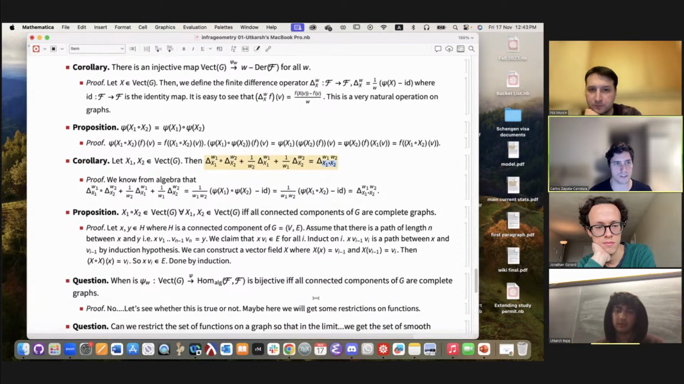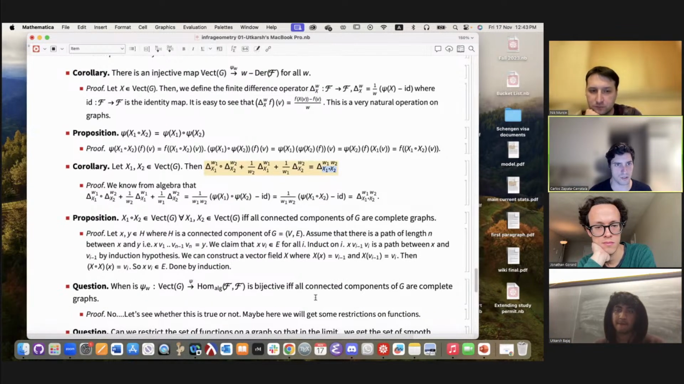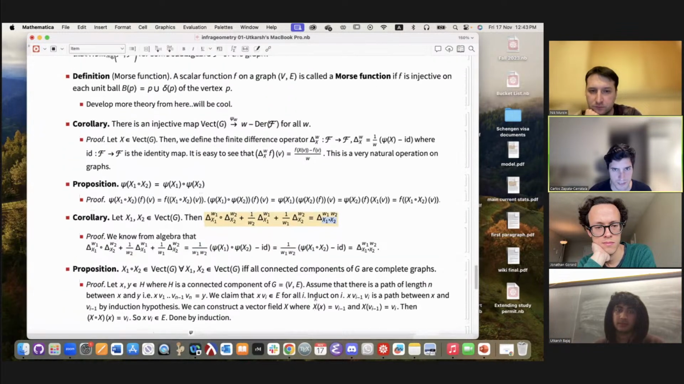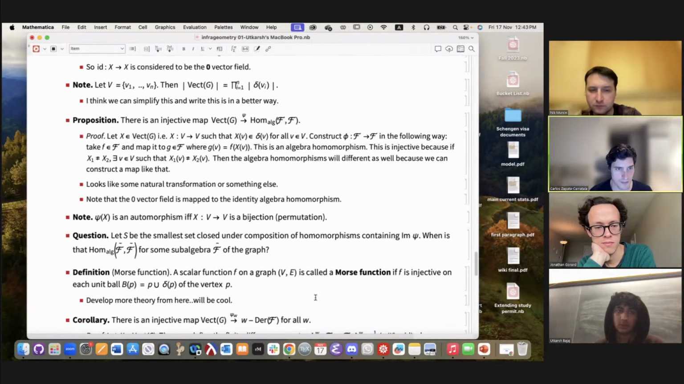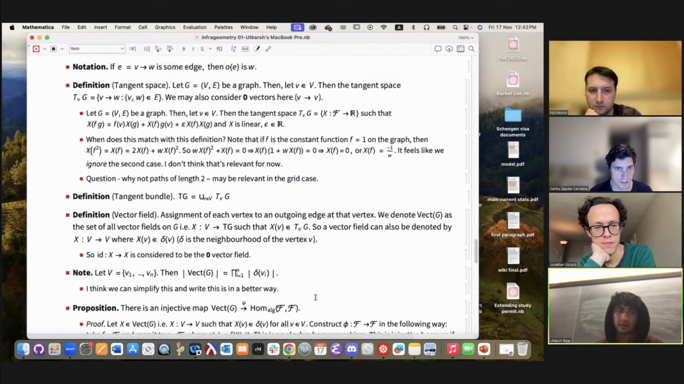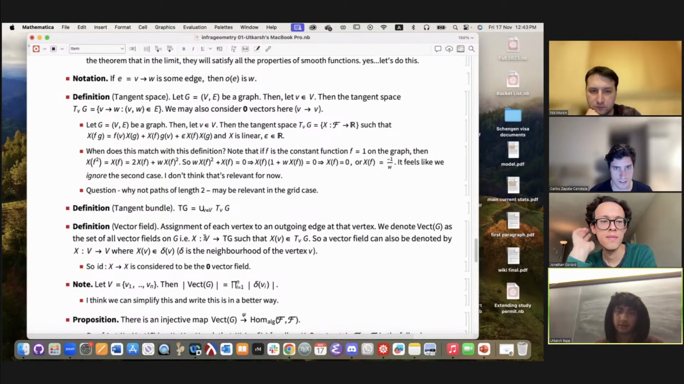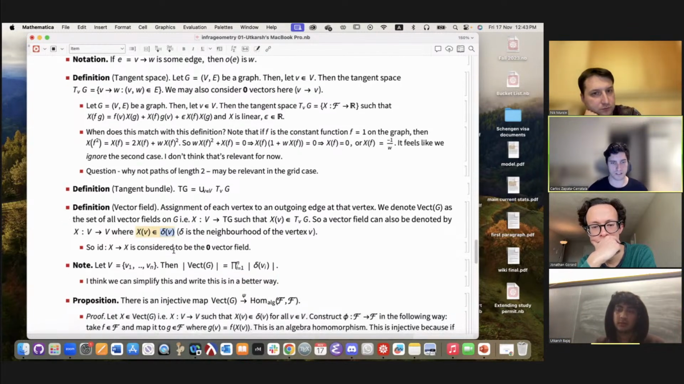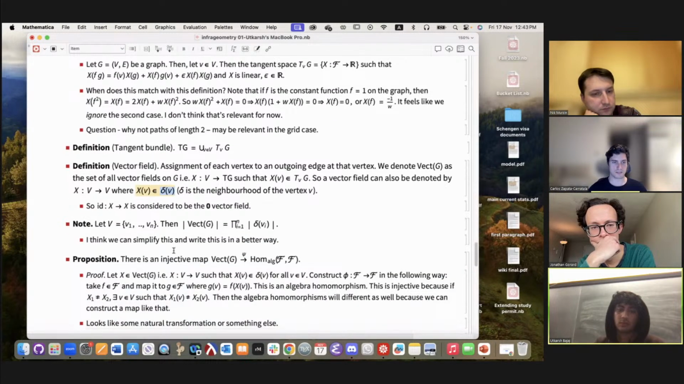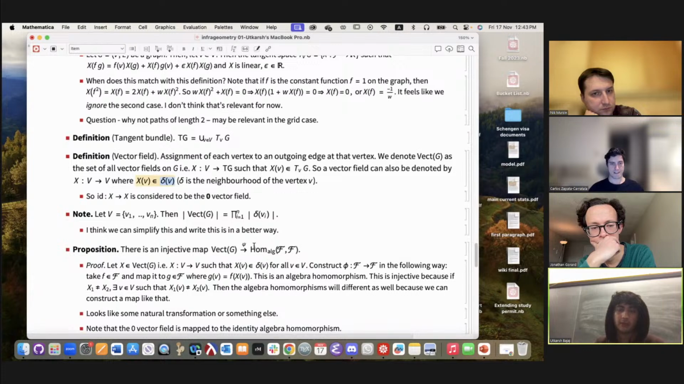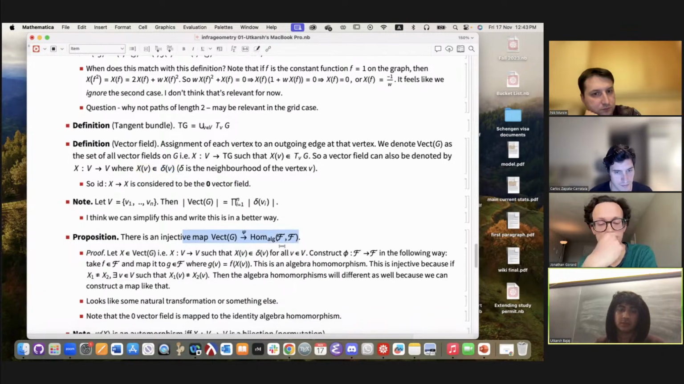Wait, can you explain that a little bit further? What is a vector field here? A vector field is essentially, I viewed it as a function from the vertices to itself, where X(v) is in the neighborhood of v. Ah, okay. Right. And this is the discrete case. Yeah. Right, so this is a pretty easy result.